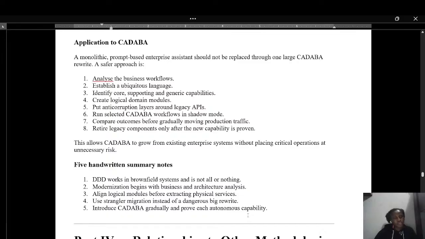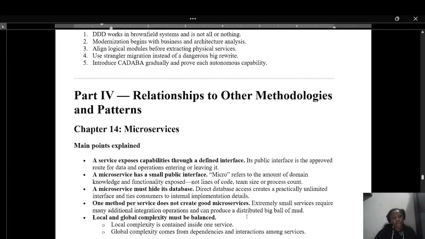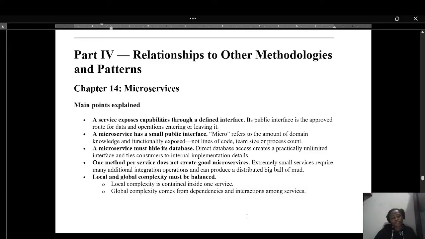So this is the end of our study today. I will schedule for tomorrow now, and we'll come back tomorrow by 5 a.m. or 4:30 a.m. to continue with part 4. Part 4 is the relationship to other methodologies and patterns.